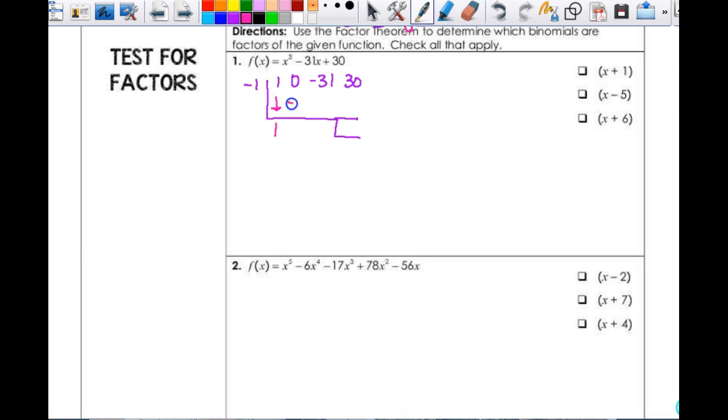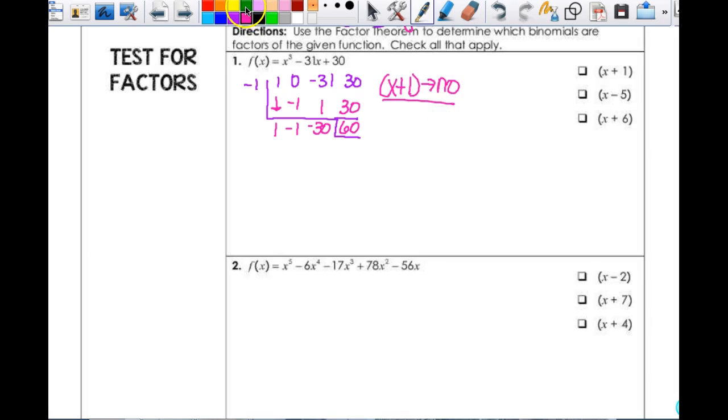Negative 1 times 1 is negative 1. I combine these, get negative 1. Negative 1 times negative 1 is 1. I combine these, and I get negative 30. So negative 1 times negative 30 is positive 30. Though that looked a little hopeful, my remainder is 60. So is x plus 1 a factor? No. So x plus 1 is going to be a no.